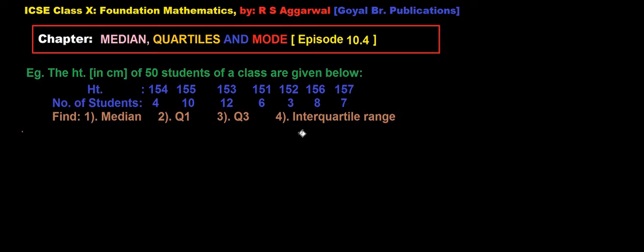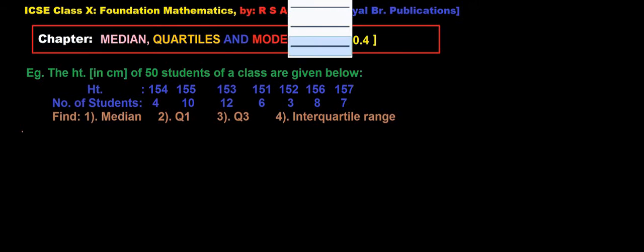We are with chapter Measures of Central Tendency. In that one we have already seen mean, we have seen median, we are with the quartiles, and in the previous episode 10.3 I said that we are going to see few examples. So in this episode of 10.4 I am going to solve one example and then we'll switch on to the exercise.